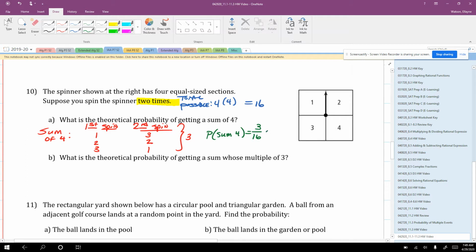And as a percentage, 18.8%. Okay, let's look at the next one.